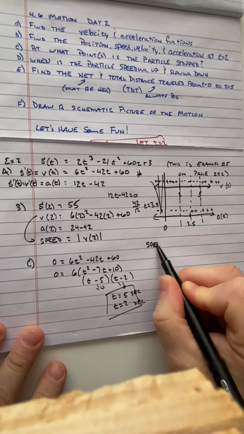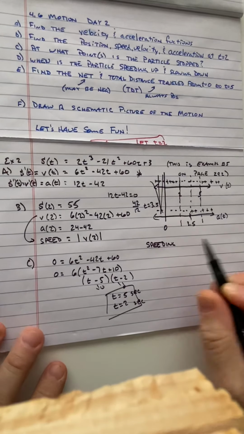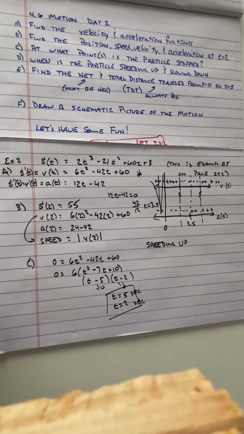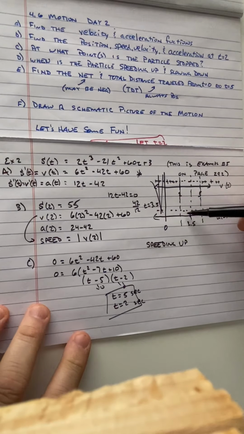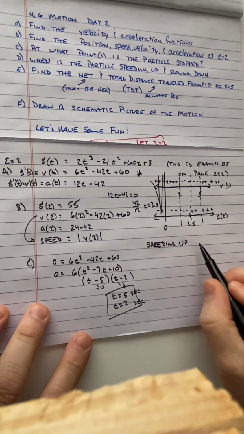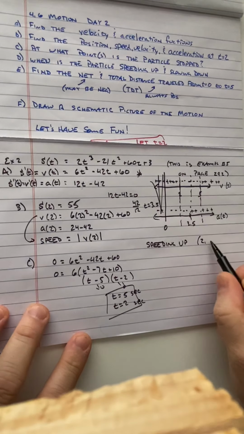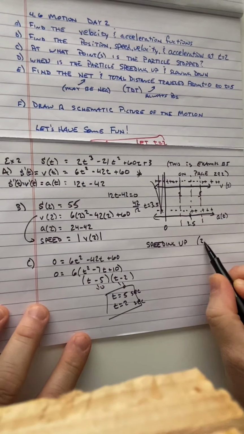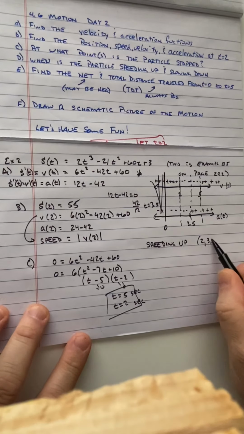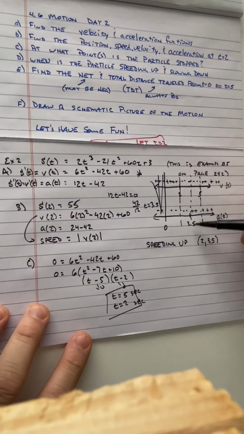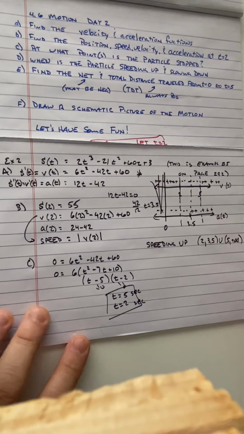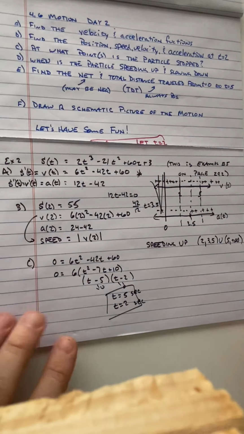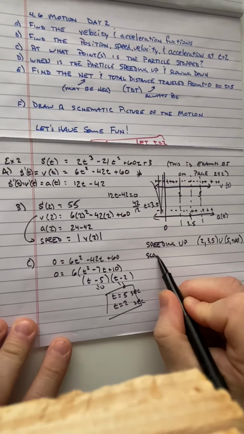Remember, it's said to be speeding up when the velocity and acceleration have the same sign. So let's look for the intervals where they have the same sign. From 2.0 all the way up to 3.5, it's speeding up, and from 5 to positive infinity. Remember, for speeding up and slowing down, we're not going to include the endpoints. Where's this slowing down?